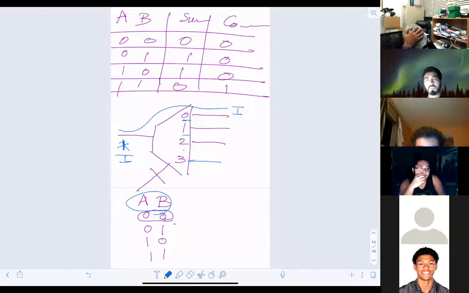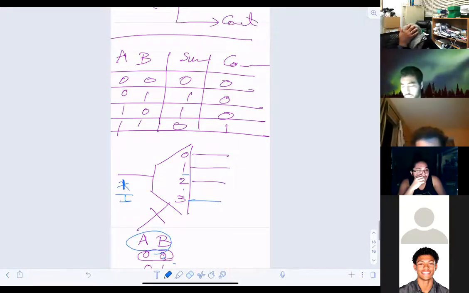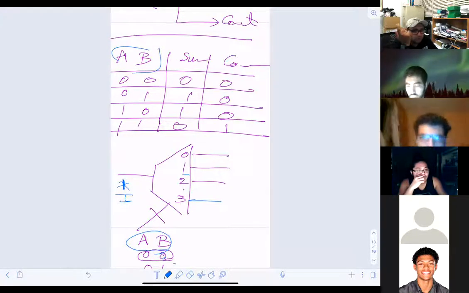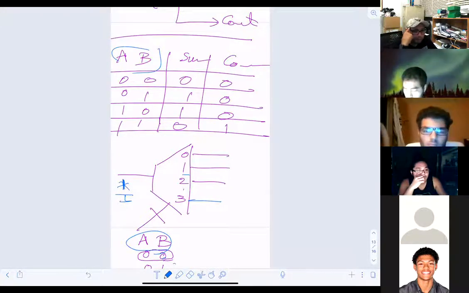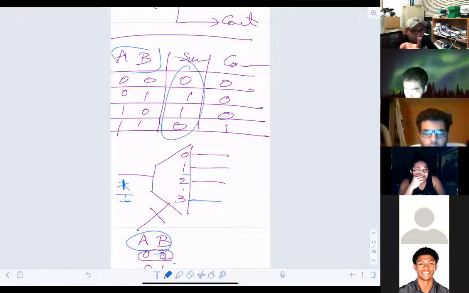Okay. Now, instead of building the circuit after the output, we can do something even more fun. Sum and A and B look like something really interesting, which is what? XOR. This one is an XOR. Do you agree with me?